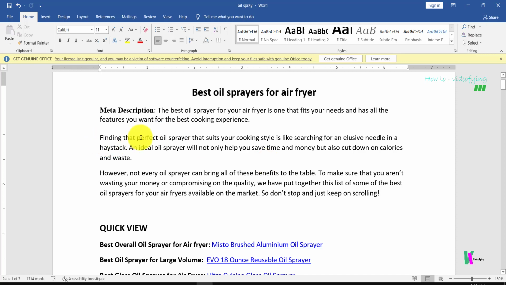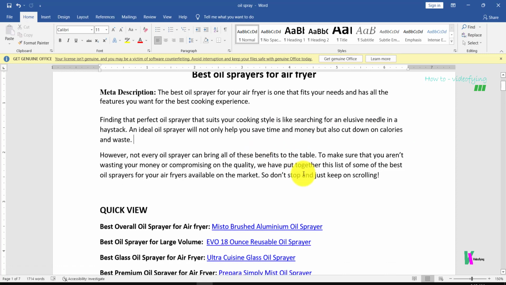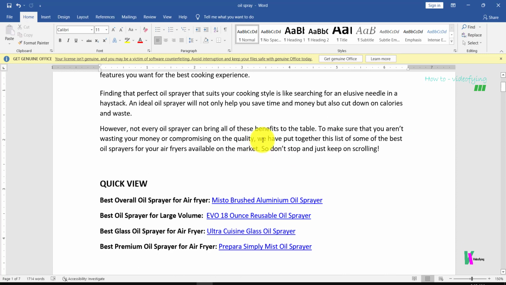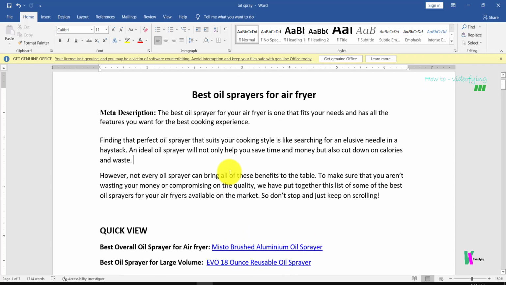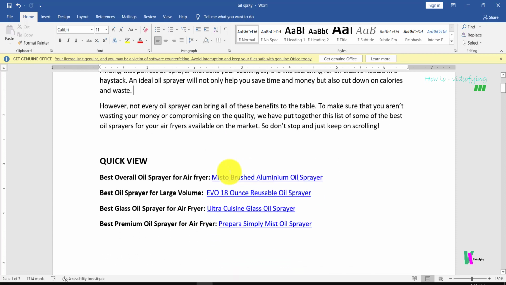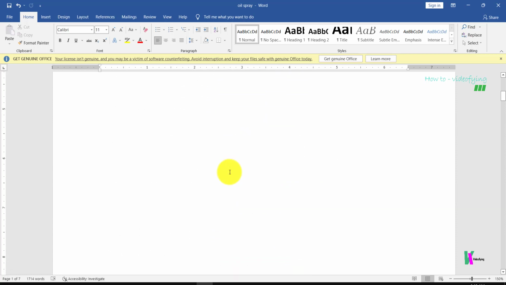Here you can see we have directly targeted the intro about the oil sprayers and what we will discuss in this article. We have explained an ideal oil sprayer will save your time and money and also cut down on calories and waste, and they come with benefits and they have many options on the market. So we have written this intro specifically to the oil sprayers instead of how they work or what they are. So this was the first part.